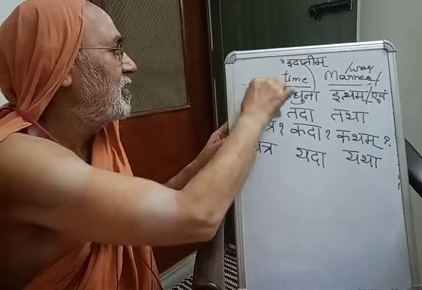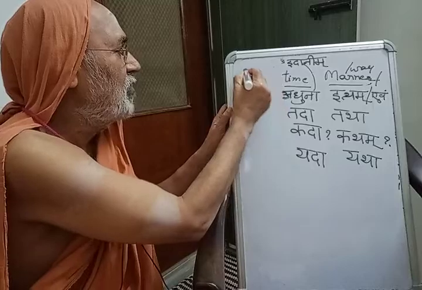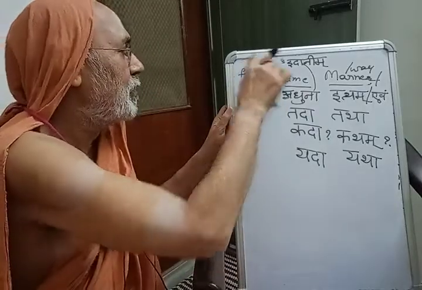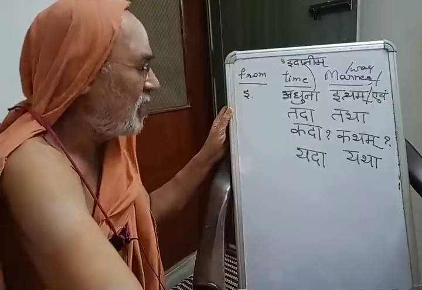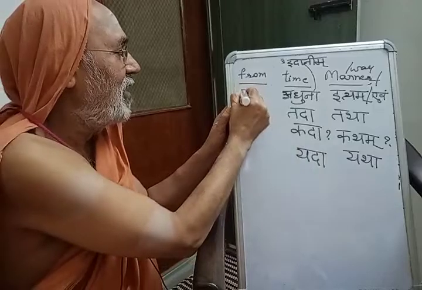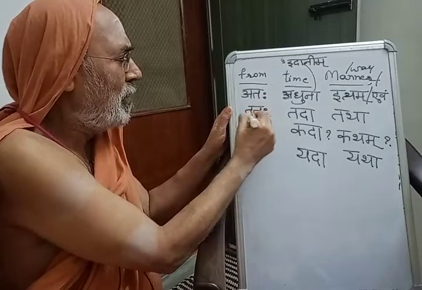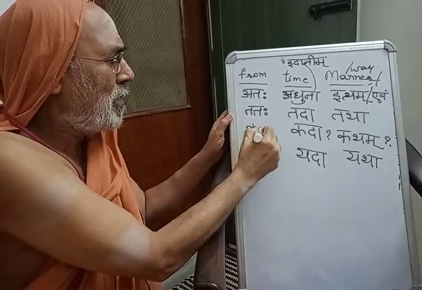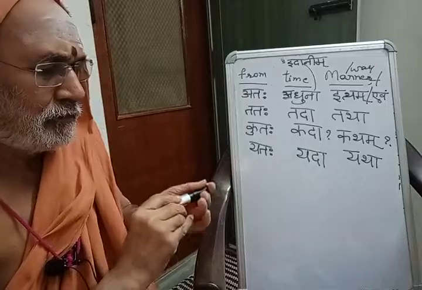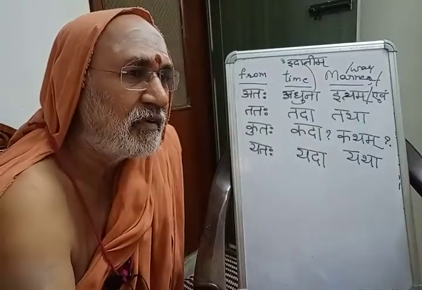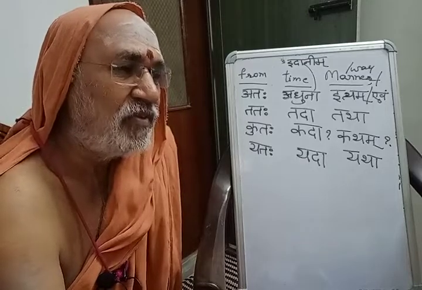Okay. So here it is. From. Itaha. Itaha or ataha, it could be any. Ataha. Hence or therefore. Yataha. Ataha means hence. It can mean hence, or it can mean from this.